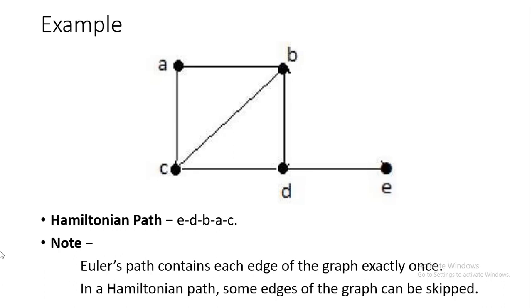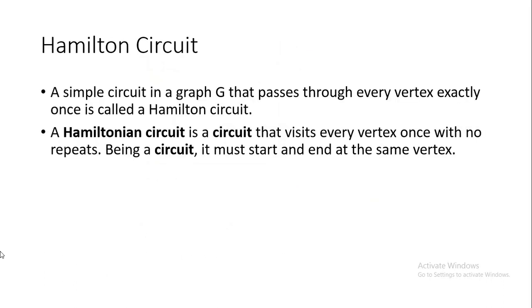So here, in this Hamiltonian path of this graph, edge BC is skipped. But this is a Hamiltonian path, so there is no need to visit that edge BC. What is the condition for the Hamiltonian path? Every vertex must be visited. So that condition is satisfied. Next, what is the Hamilton circuit?